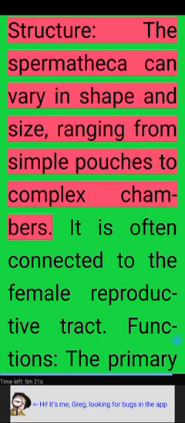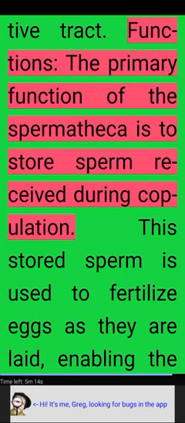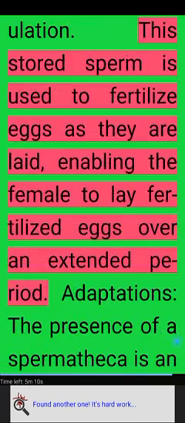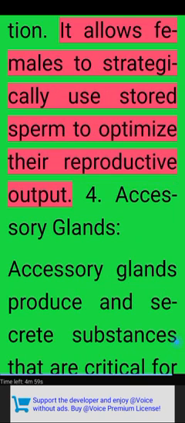Structure. The spermatheca can vary in shape and size, ranging from simple pouches to complex chambers. It is often connected to the female reproductive tract. Functions. The primary function of the spermatheca is to store sperm received during copulation. This stored sperm is used to fertilize eggs as they are laid, enabling the female to lay fertilized eggs over an extended period. Adaptations. The presence of a spermatheca is an adaptation that increases the chances of successful fertilization and reproduction. It allows females to strategically use stored sperm to optimize their reproductive output.